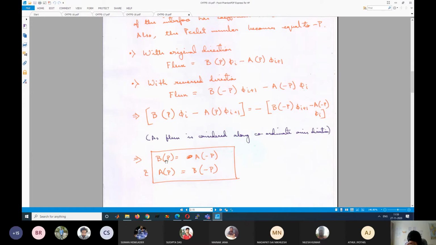1 minus p plus p square. 1 minus p plus p square, correct. Because you have to just replace the p by minus p. Minus p. Correct. Okay. So 1 minus p plus p square. Similarly, if there is any function of b given, b is given as function of p, you can always get a. Okay. It can be any function. So how this a and b depends, that depends on different scheme.